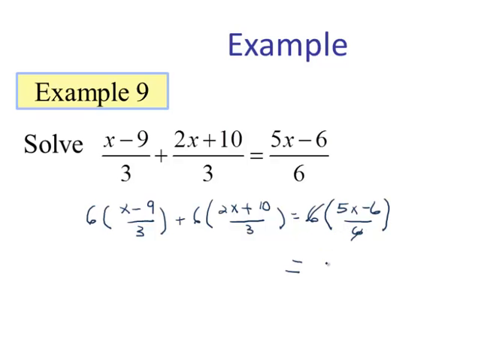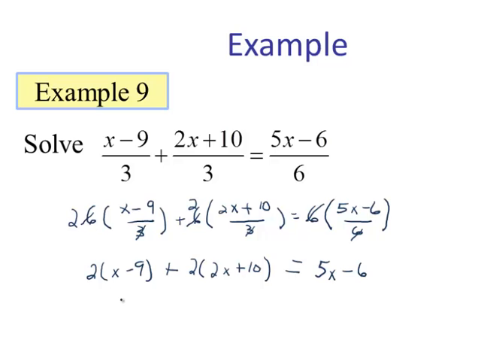So the right-hand side of the equal sign is 5x minus 6. If we look over here, we are multiplying by 6 and dividing by 3. So technically, we can say 6 divided by 3. This is going to become a 2. And the same way here, the 3 is going to change this 6 to a 2. So we have 2 times x minus 9, no fractions, plus 2 times this expression, 2x plus 10.